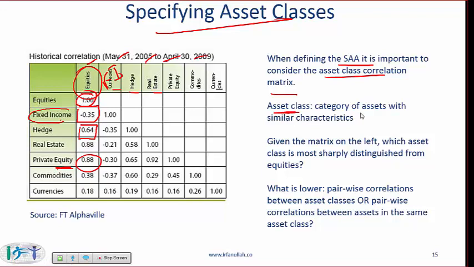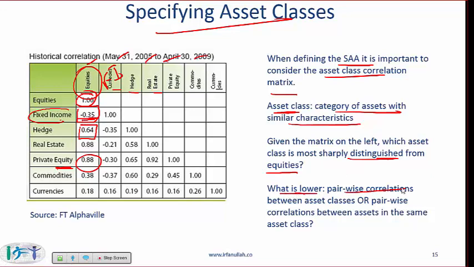So what is an asset class? It's a category of assets with similar characteristics. Examples here are equities, fixed income, and so on. Given the matrix on the left, which asset class is most sharply distinguished from equities? This is terminology from the curriculum. When they say most sharply distinguished, this means which asset class has the lowest correlation. So the answer would be fixed income.